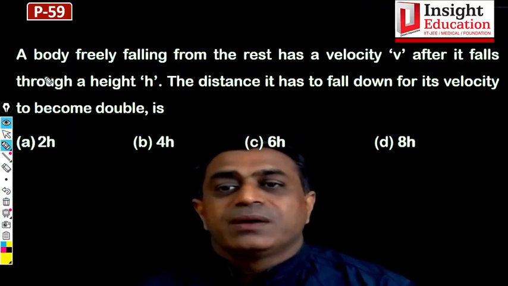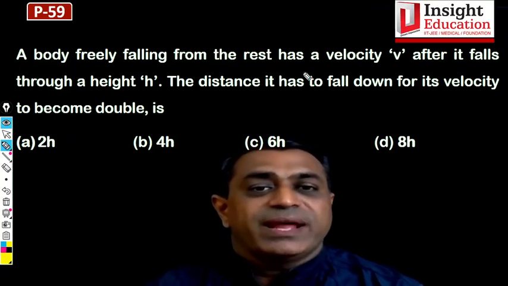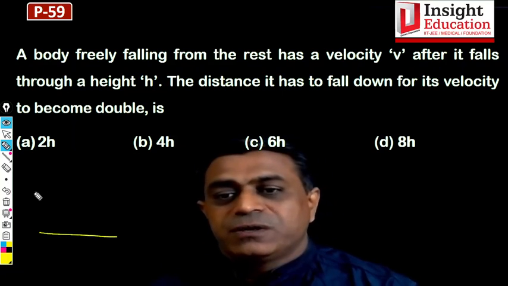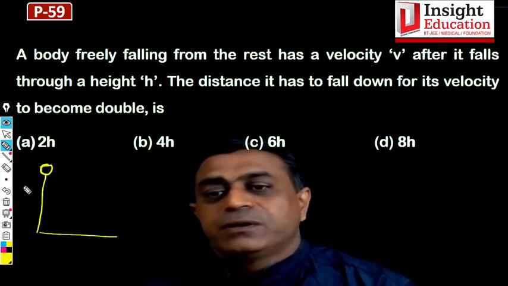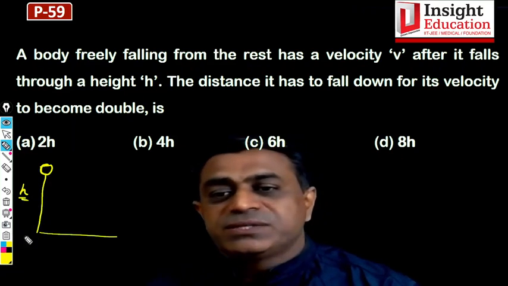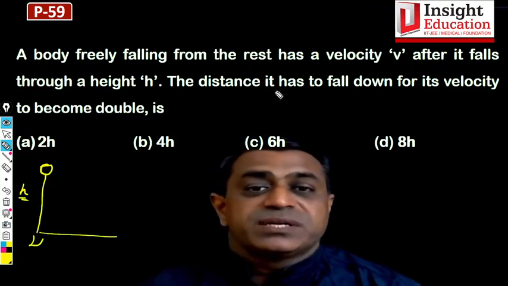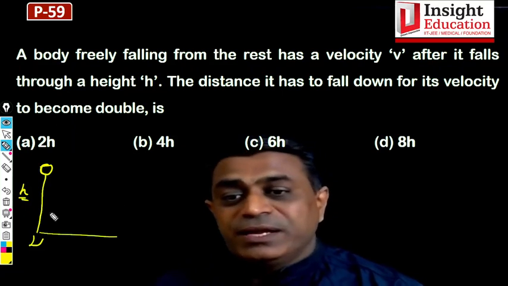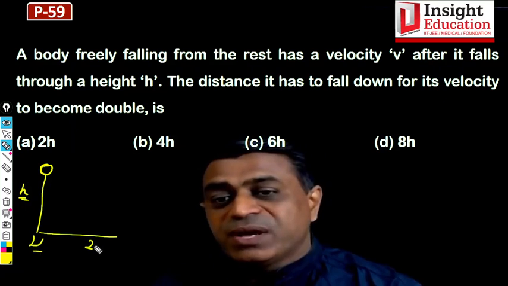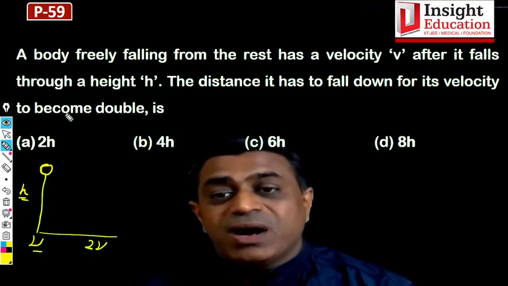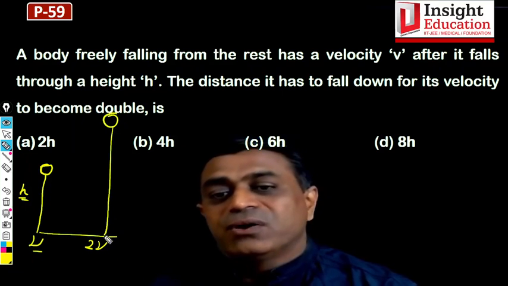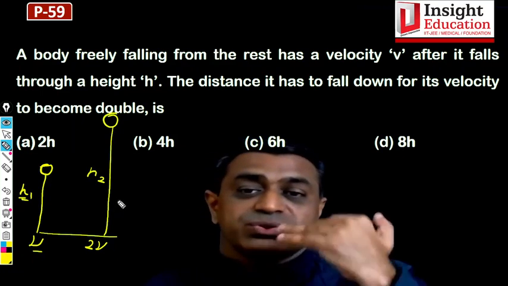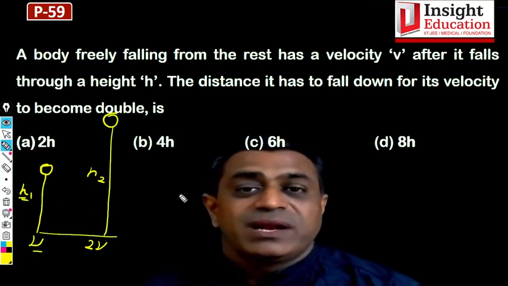Next example: a body freely falling from rest has velocity v after it falls through the height h. What distance does it have to fall for its velocity to become double? It means the initial velocity is v, and suppose our requirement is that the velocity should be 2v. Then what should be the height? If the initial height is h1 and the final height is h2, then h2 should be more than h1. So what should be the relation?